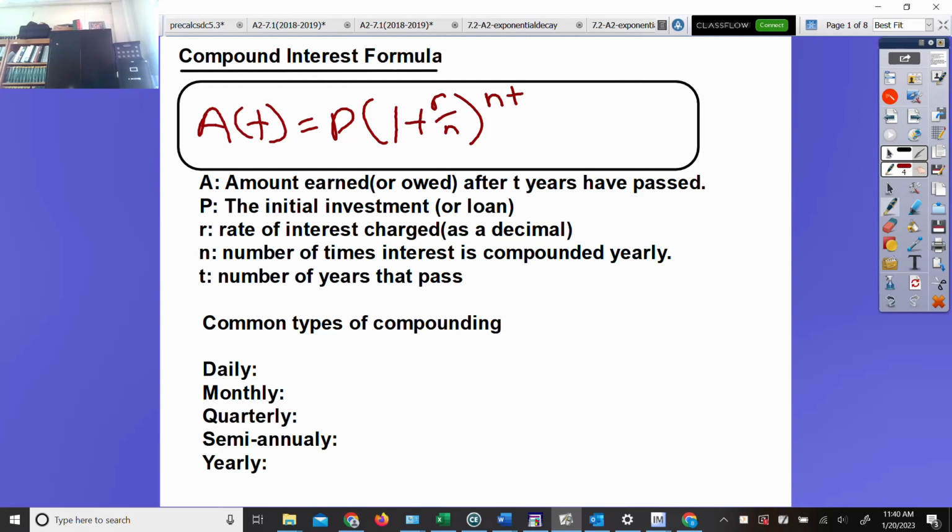How many days per year? 365. How many months in a year? 12. How many quarters? 4. Semi-annually, what does that mean? Twice per year. Semi is a half, so two halves per year. How about yearly? 1. And these are your n values. You've got to scan the text and look for that. Those are your n values.